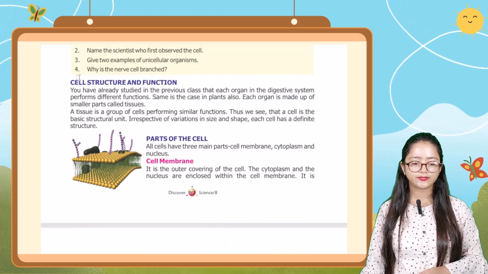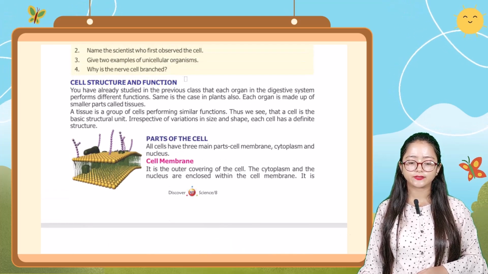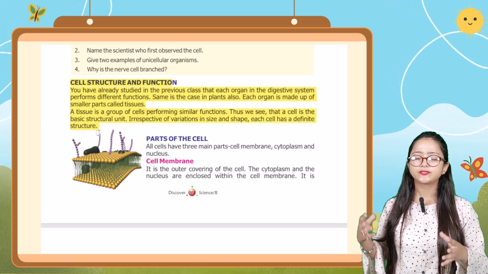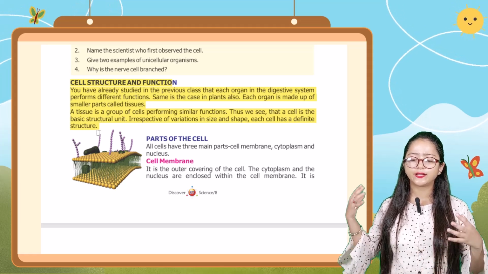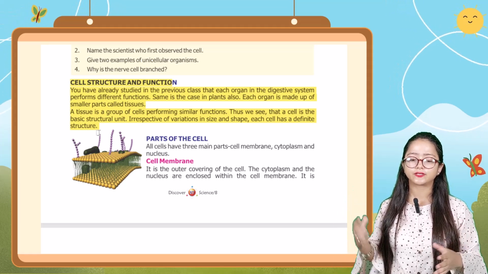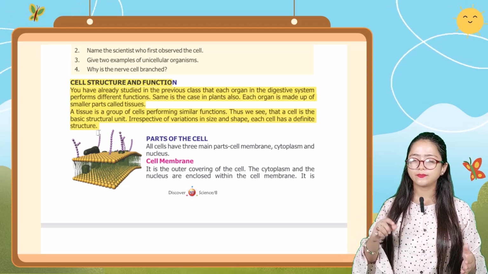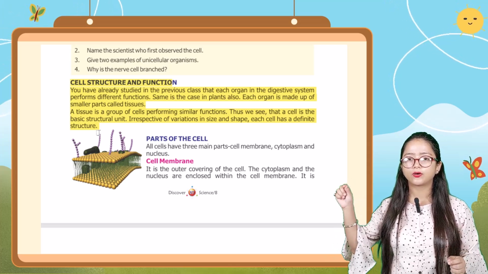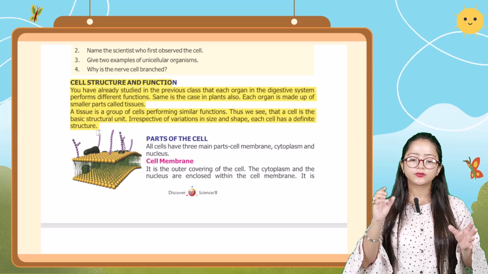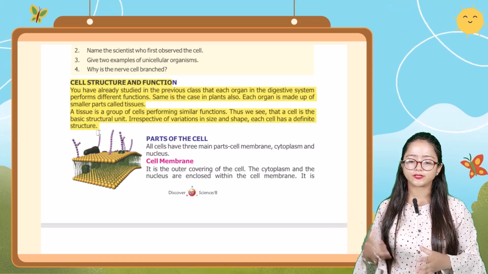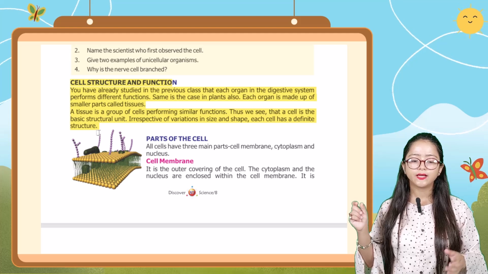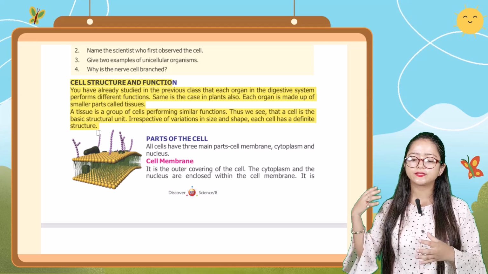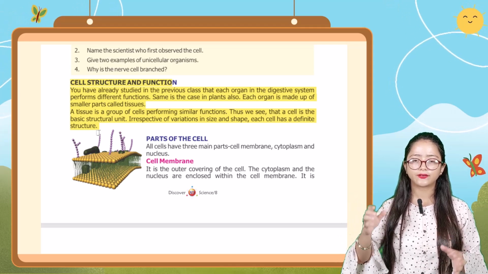Now the next part is cell structure and function. You have already studied in the previous class that each organ in the digestive system performs different functions. The same is the case in plants also. Each organ is made up of smaller parts called tissues. A tissue is a group of cells performing similar functions. Thus, we see that a cell is the basic structural unit, irrespective of variations in size and shape. Each cell has a definite structure.